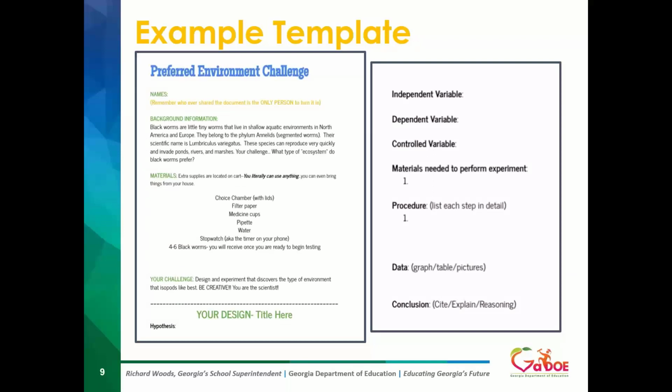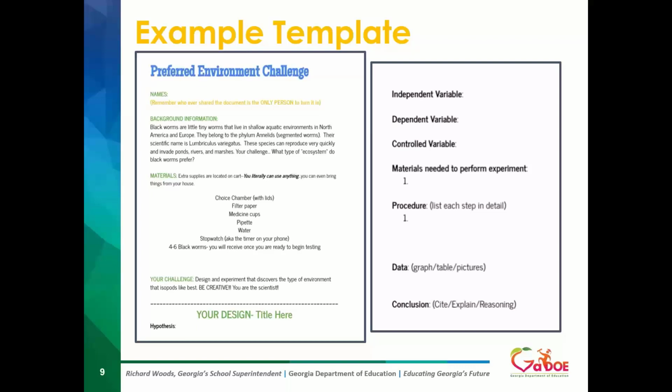And I use this when I introduce our ecology unit. I also use this when I'm introducing the different types of variables. And so what you see is a preferred environment challenge. And I have found that when you title things a challenge, it gets your kids immediately engaged because they're excited about a challenge. And in this particular template, I gave them some background information. So I used blackworms because we could get them and they were cheap. Blackworms also reproduce very fast. And so that's another reason why I use them, because I could get a lot of them.